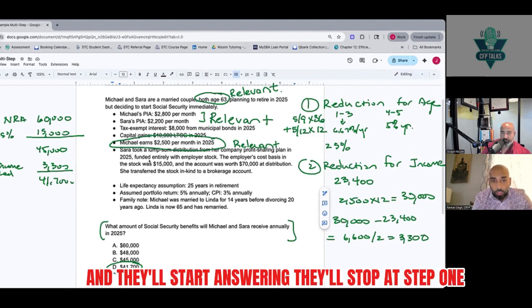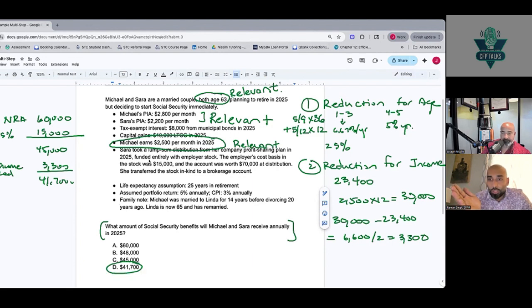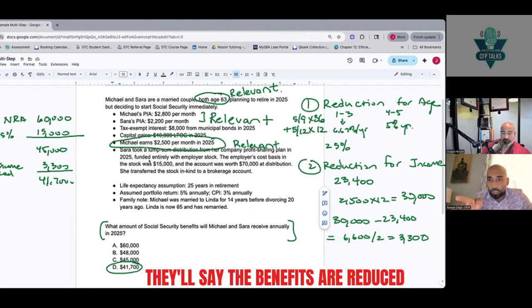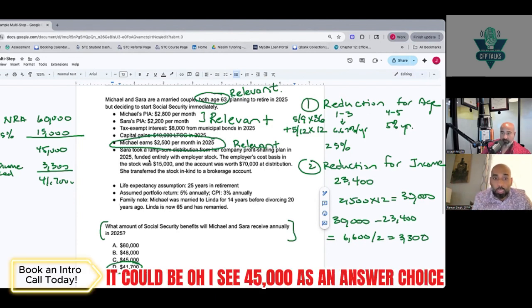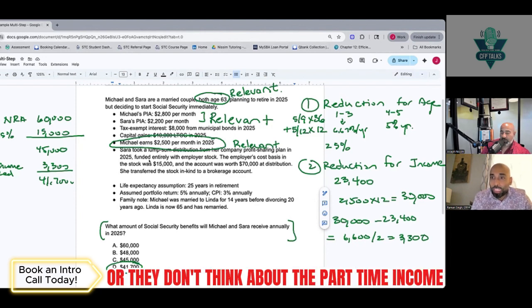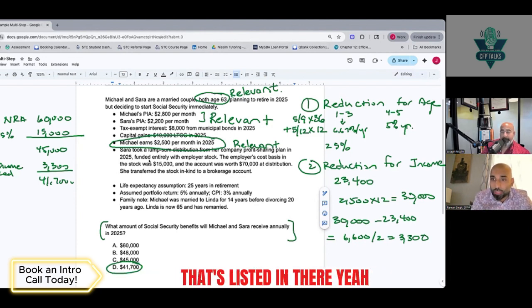They'll say, "Oh, the benefits are reduced," and they might just stop for whatever reason. It could be, "Oh, I see 45,000 as an answer choice. Let's just go with that." Or they don't even think about the part-time income that's listed in there.